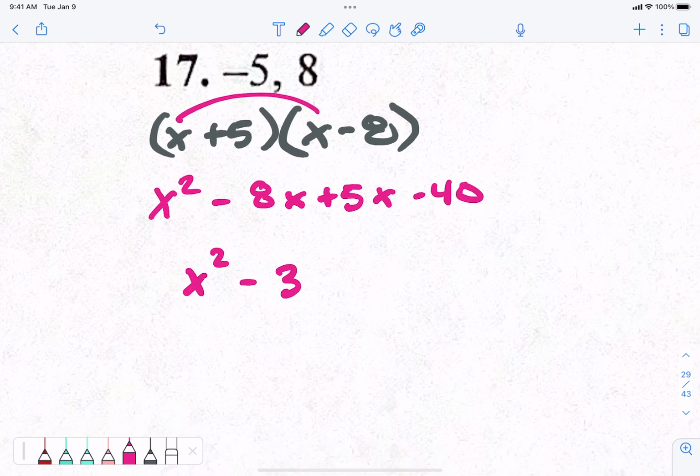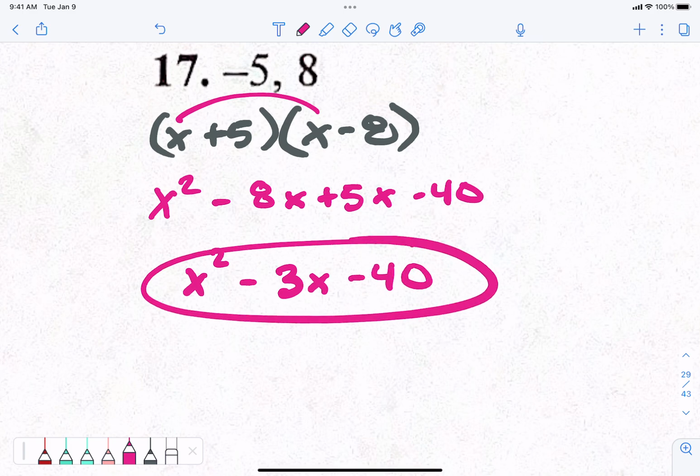Now you FOIL. X times x is x squared. Now take x times negative 8, which is minus 8x. Then 5 times x is plus 5x. Then 5 times negative 8 is negative 40. The last thing we do is put it together: x squared, minus 8x plus 5x, minus 40, so minus 3x.